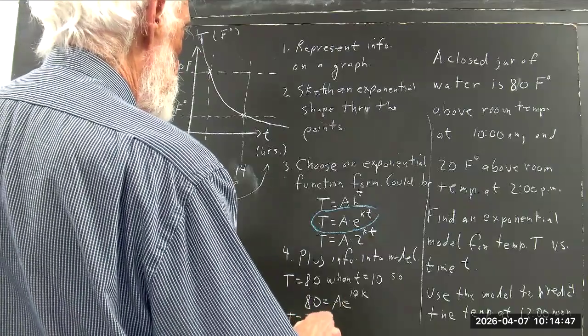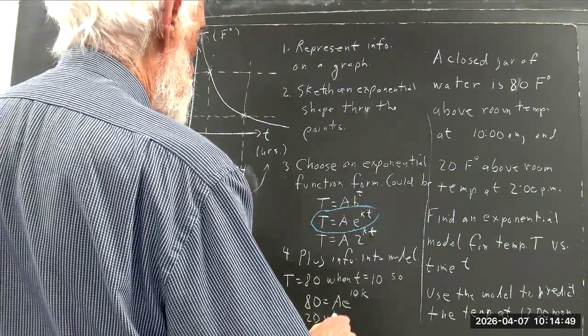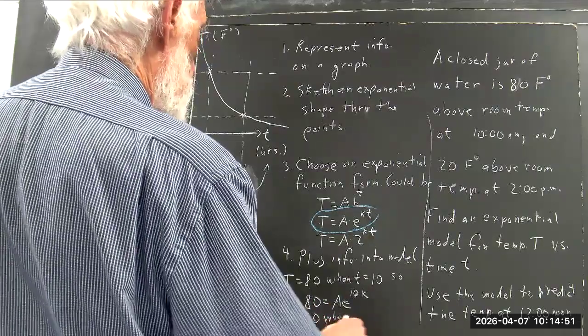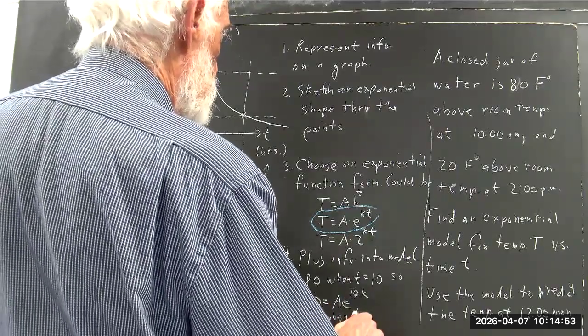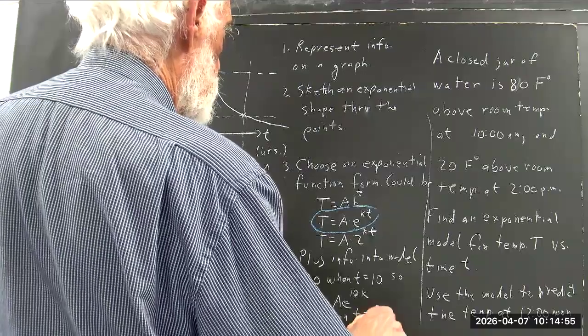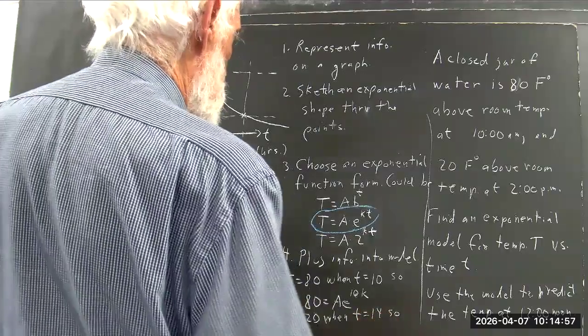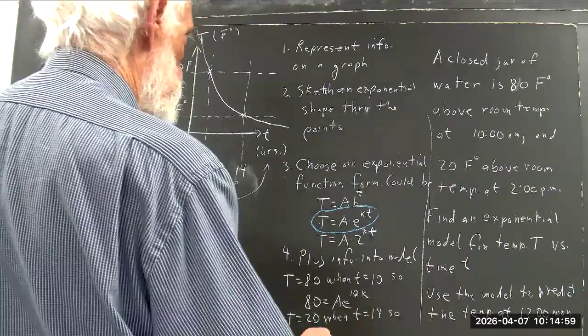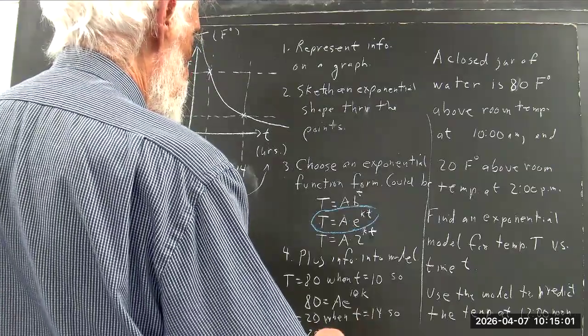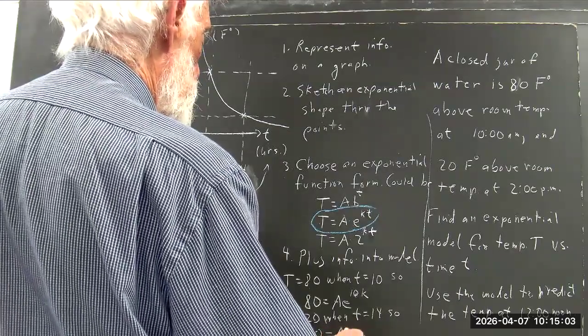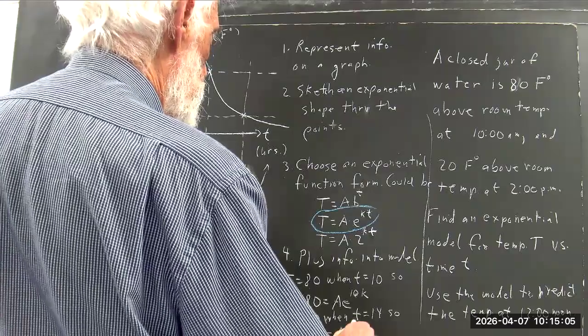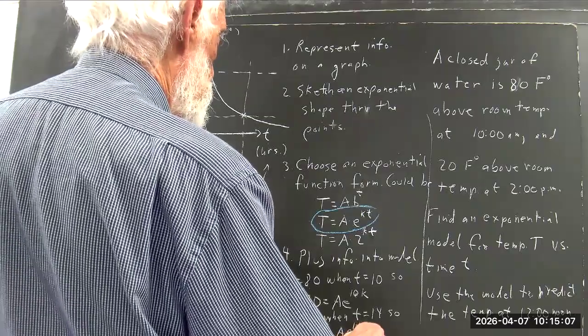T equals 20. Big T, temperature is 20, with little t, time is 14. So 20 equals a e to the 14k.